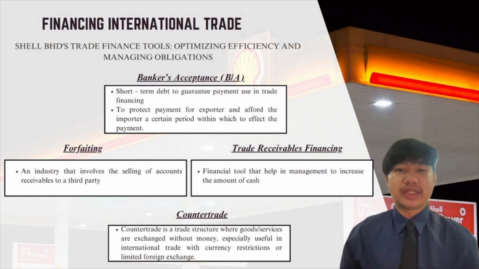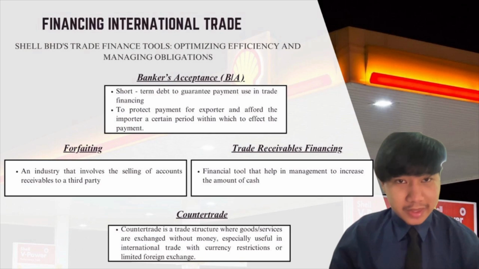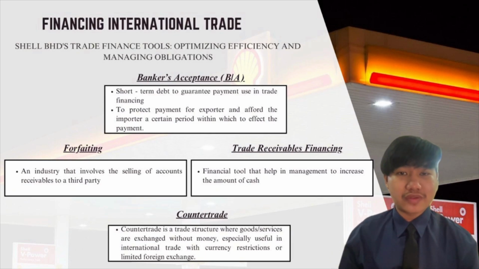The second point is forfeiting, which involves the selling of accounts receivable to a third party with a view to helping the exporter manage the risk of exporting and its cash flow position. For example, when Shell imports large pieces of equipment or undertakes a huge infrastructure project, the firm might employ forfeiting in order to offset the financial risk involved. This is especially helpful when working with importers located in developing countries that might pose higher credit risk.